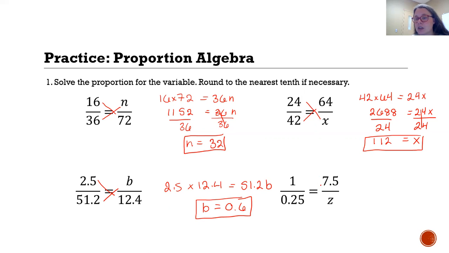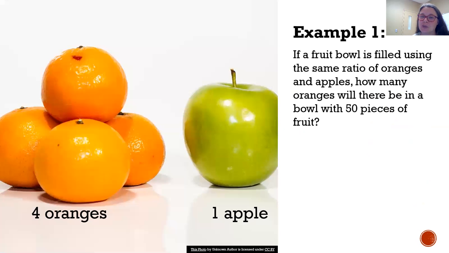And then for the next one, 7.5 times 0.25 equals 1 times z gives me z. 7.5 times 0.25 leaves us 1.875 equals z. And you can use 1 or 2 decimal places for that. Would make sense for us. All right. So pretty easy algebra for us to do. Now we're going to do a few word problems. Nice, easy word problems. We're going to bring back the fruit bowl again.